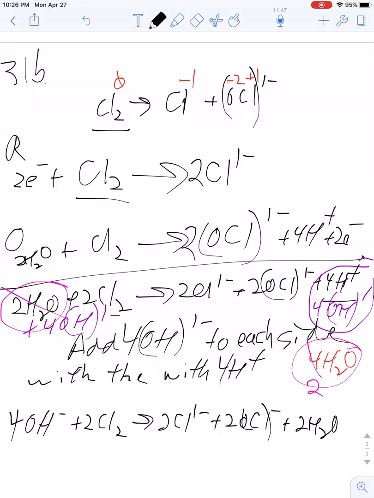So it's still balanced. You can check it out. There's still the same number of oxygens on each side. There's still a number of chlorides. But now we have an OH, so that means it's balanced in base. Whereas before, when you see H+, it's balanced in acid.